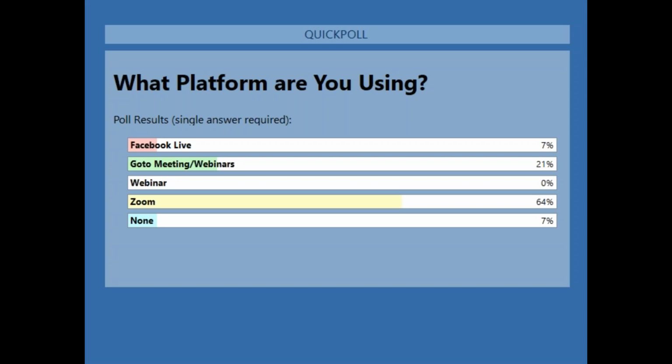So here are the results. As expected, since I've been going on a lot of them, I noticed that 64% are using Zoom. That is probably the most common format today. GoToMeeting has been around longer, and you're using the GoToWebinar portion here for this meeting because that's what the district has had for years. But 7% said they're using Facebook Live, and we have 7% that, I think, are the same people who haven't done a meeting yet and are using nothing. So thank you for responding.